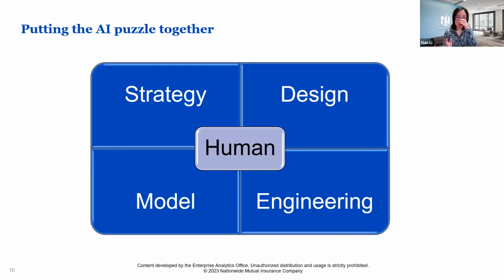So again, to reiterate my point, how you put the puzzle together is: start with strategy, align AI strategy with business strategy. Focus on design early, not at the end when the model is ready, but from the beginning. How will you design human and machine interaction? Of course, we need to continue to advance on the modeling side, and there are a lot of exciting things happening in the industry. Then the last but not least, I think where the rubber meets the road is your engineering capability. That's when we really make things happen and make things run smoothly.